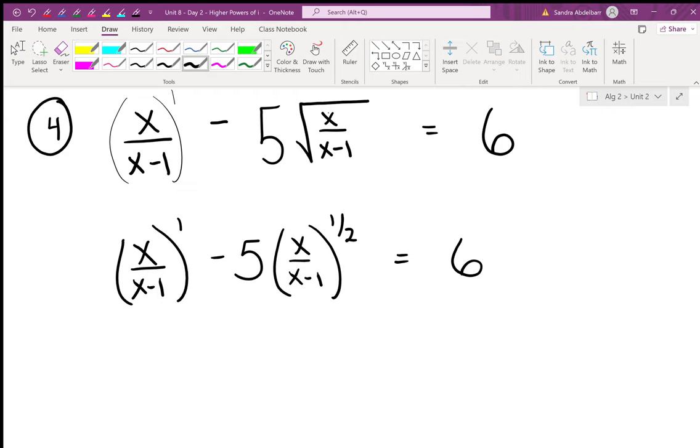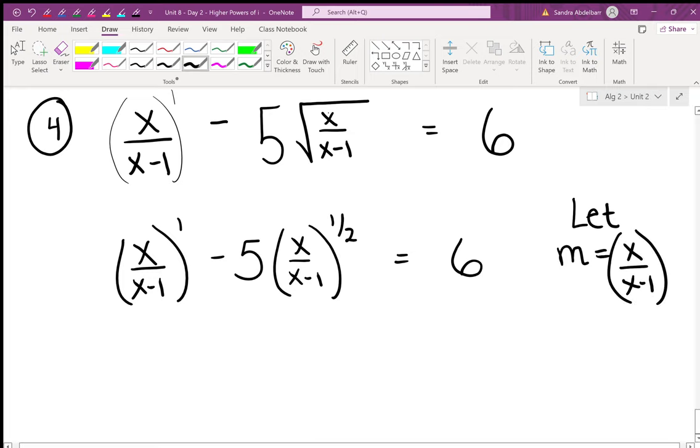Generally speaking, when you have the same base and one exponent is double the other exponent, what can we do? We can generally factor. In this scenario, it doesn't look very nice, right? So what can I do to make this look a little bit nicer since I have the same base? Substitute. We can use substitution. So I'm going to let m equal x over x minus 1 to the half power. So then I'm going to have m squared minus 5m equals 6.